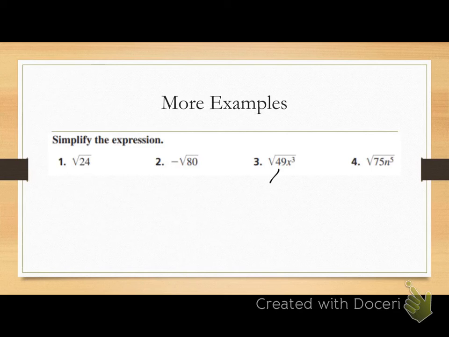Number 3. What times what would give me 49? 7 times 7. Can those 7s be broken down more? No. How many x's do I have? 3. So there's my prime factorization. That was pretty easy.